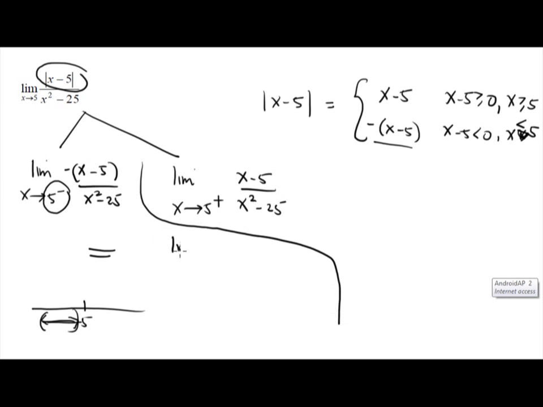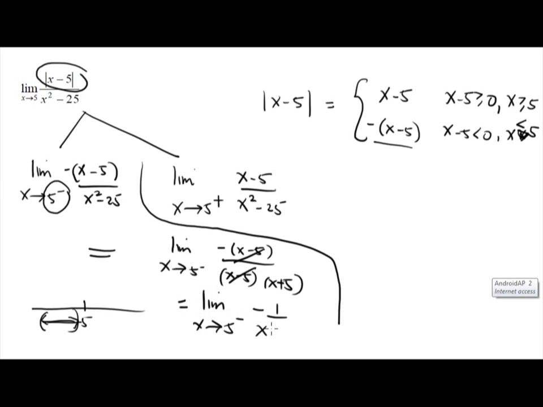But then, how do you find the value of these two limits? The first one is the limit as x approaches 5 from the left. This is negative of x minus 5 all over x minus 5 times x plus 5. So you can cancel this. This becomes the limit as x approaches 5 from the left of negative 1 over x plus 5. From here, you can already substitute the 5. This is negative 1 over 5 plus 5, or negative 1 over 10. So the limit as x approaches 5 from the left is negative 1 over 10.